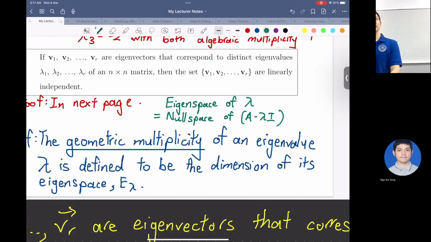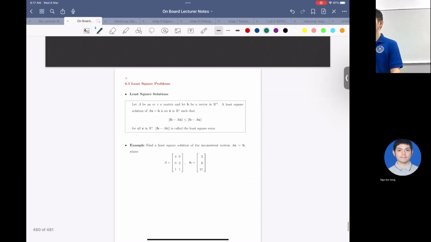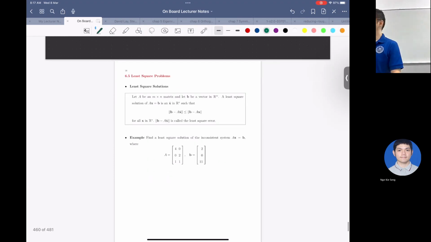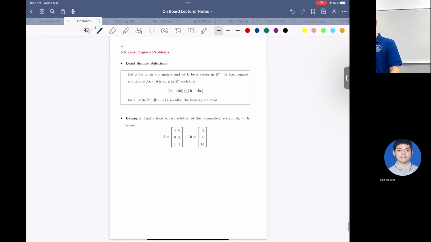Do you still have questions on algebraic multiplicity and geometric multiplicity? Any more questions? Maybe later we will do some more diagonalization before doing your quiz.